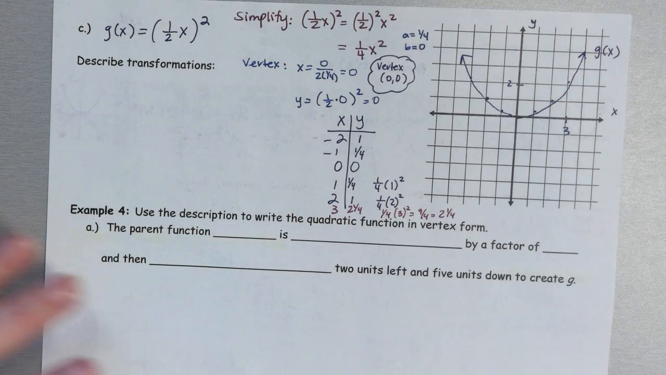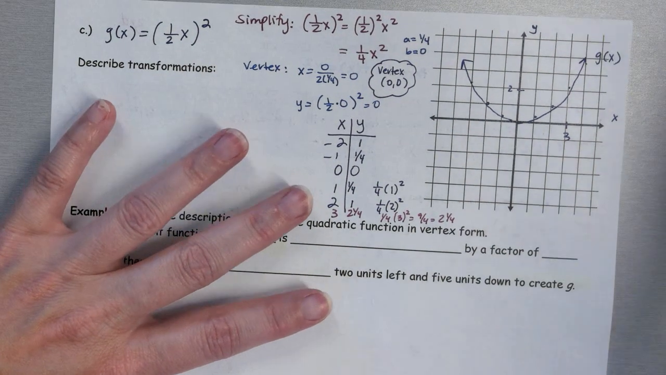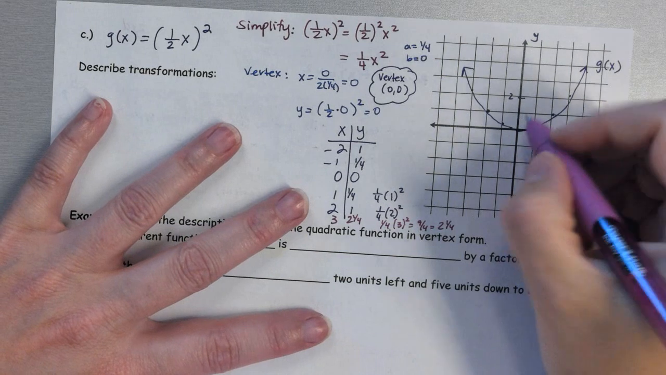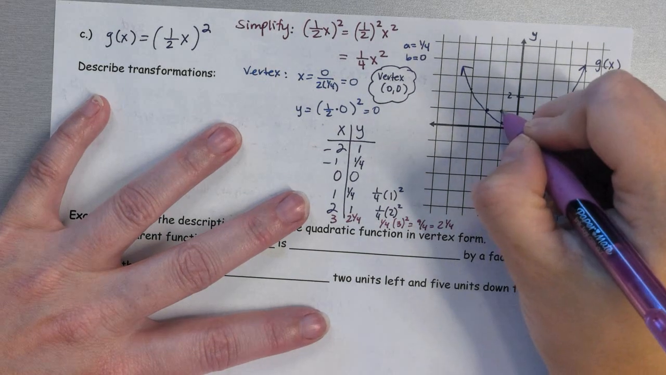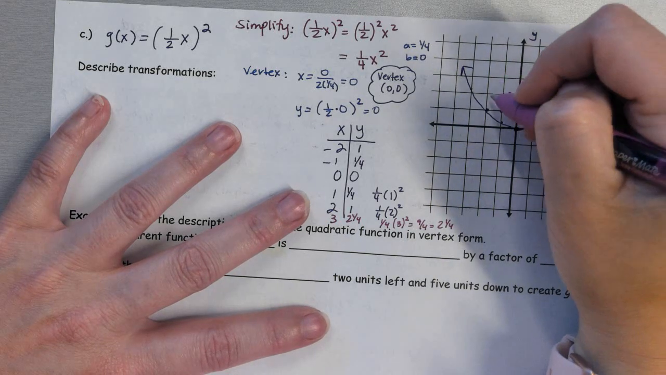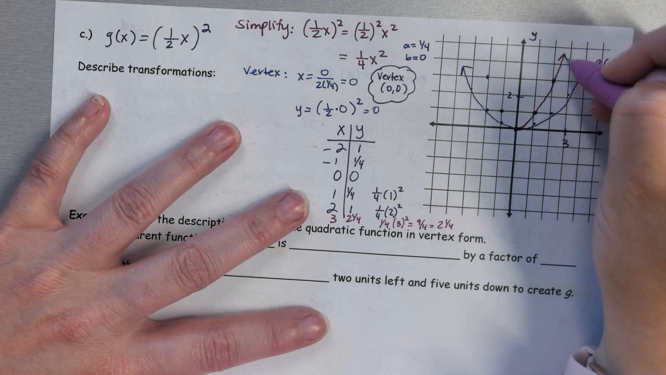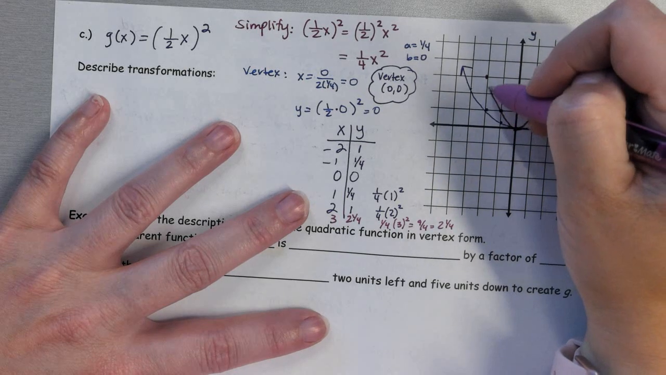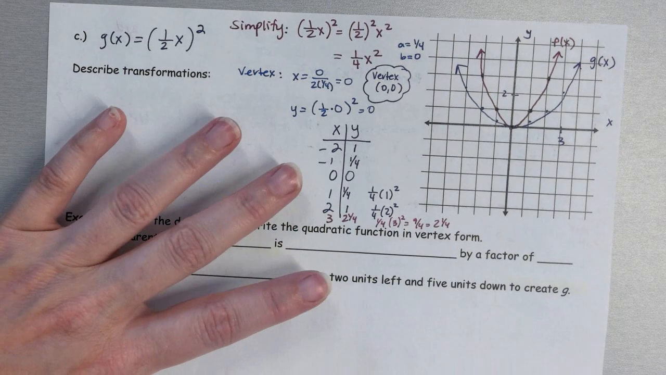Okay, let's compare that to our f of x function, which is 0, 0, 1, 1, negative 1, 1, 2, 4, negative 2, 4. So now we can see that g of x, is that wider or narrower than f of x? Yep, it got wider.